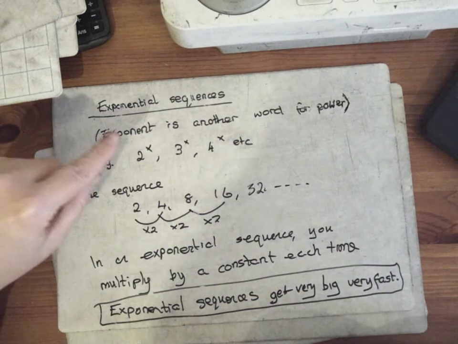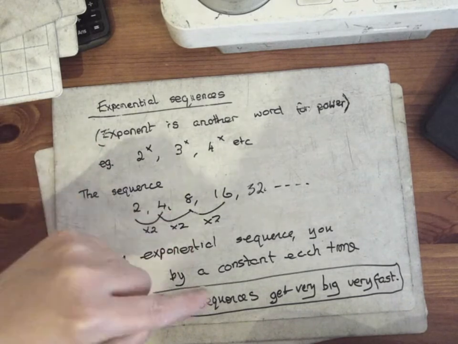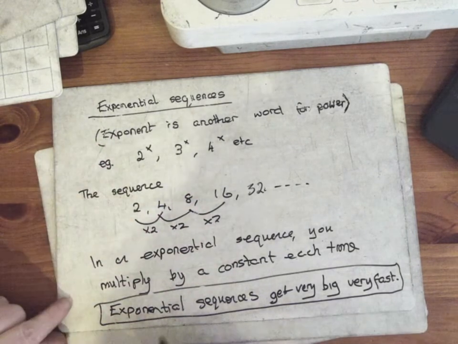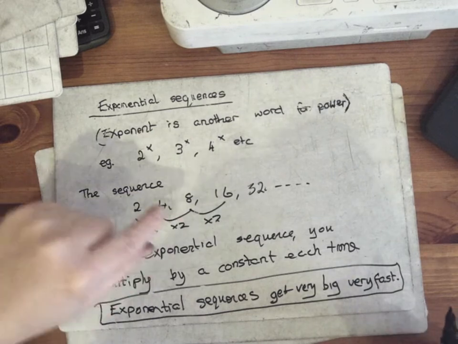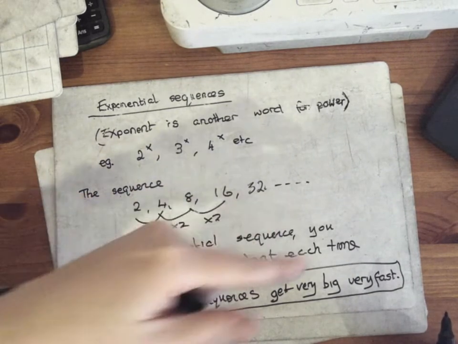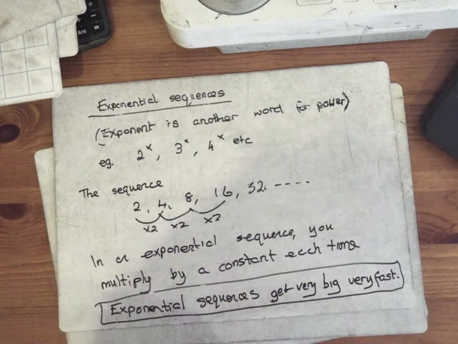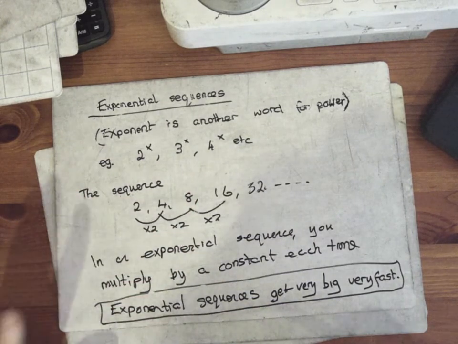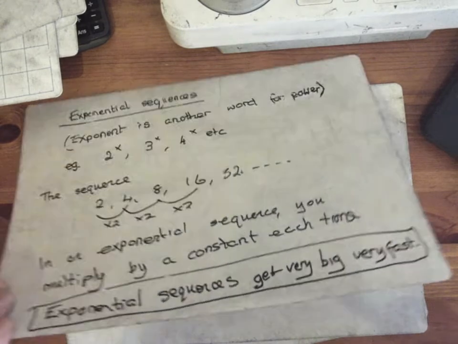So all you need to know about an exponential sequence is you're multiplying by a constant every time, and they get very big very fast. Look, we're only on term number 5, and we're on 32. Term number 6 would be 64, so they get really big really fast. Okay, that's all you need to know about exponential sequences.